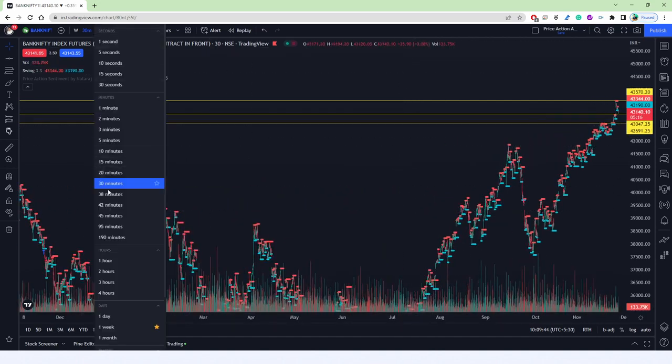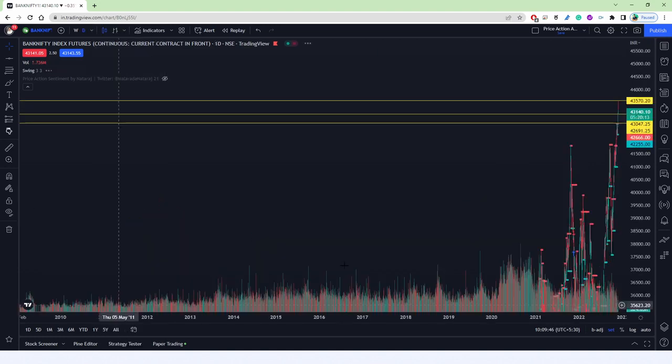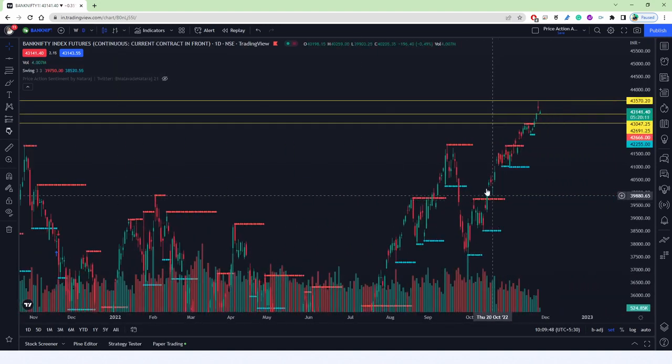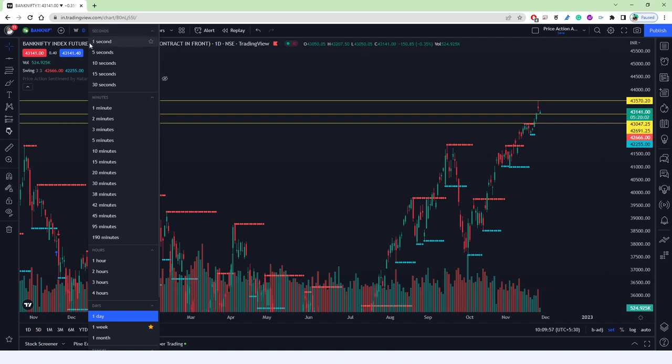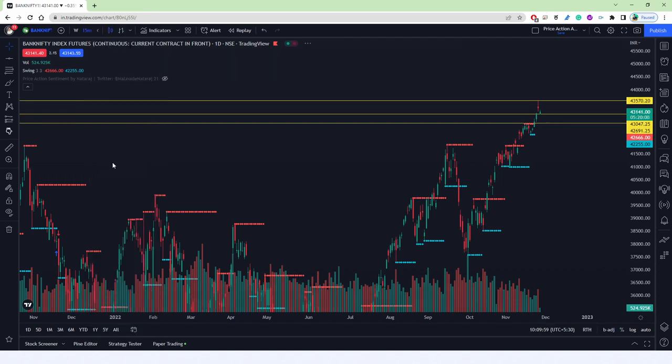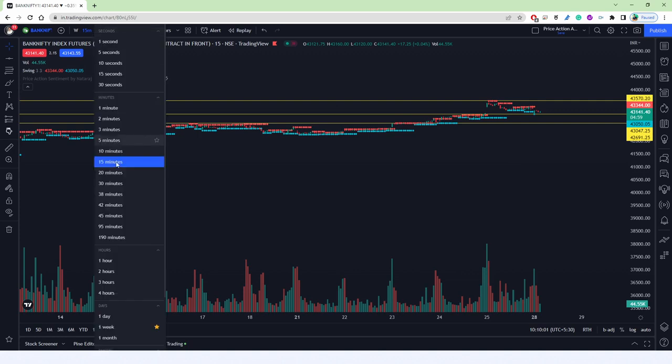All right, so just a moment, let me shift down to daily chart. Yeah, at the present moment we are trading at all-time highs. Absolutely, the 43,570 level is an all-time high for Bank Nifty. Definitely that level is going to play the critical role.